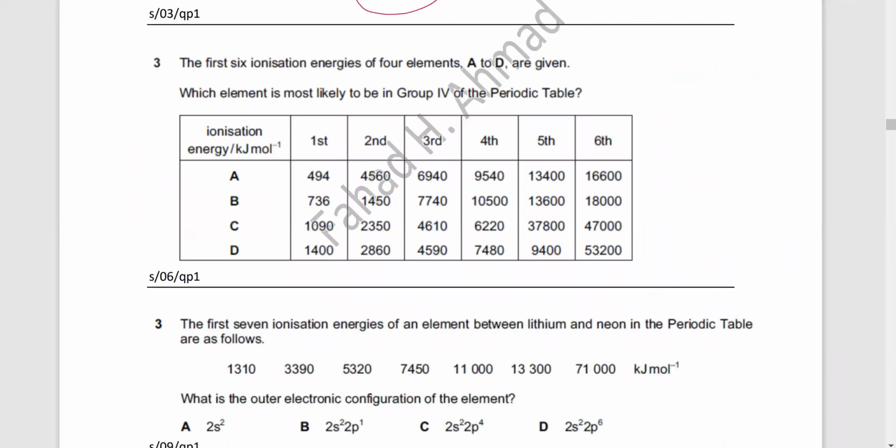So next one, quickly, which element is in group 4? A, B, C, and D.